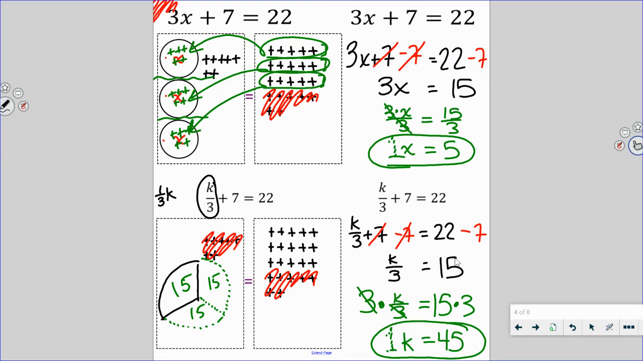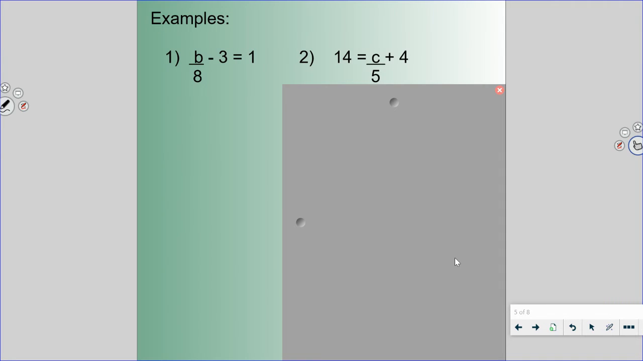In the top case, we have 3 envelopes of money. In the bottom case, we have a part of an envelope. In both cases, we get rid of the extra constant term by eliminating the 7. Then we eliminate the coefficient, but when you have multiple envelopes, you'll divide and split it up. When you have a part of an envelope, you will multiply to get one whole envelope. So please keep that conceptual understanding of what an equation means in your mind as we go through these couple examples. If you need to pause, rewind, go about your business, that's fine.